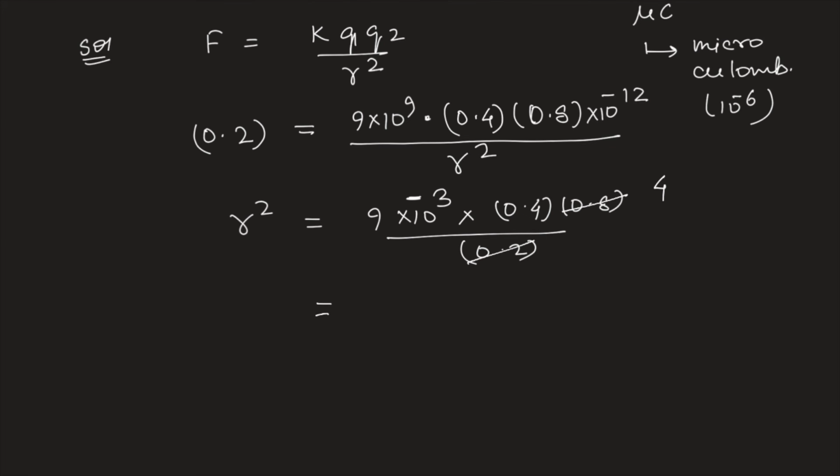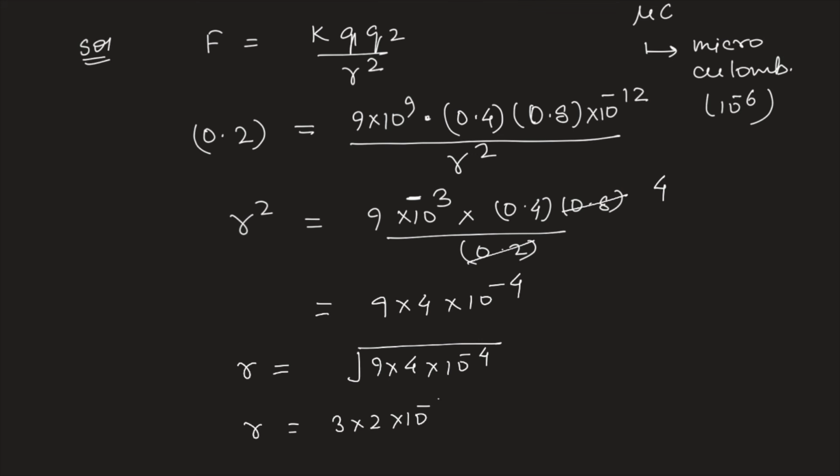We can divide this and we can get a 4. 0.4 we can write 9 into 4 into 10 to the power of minus 4, and r becomes equals to root under of this entire quantity, 9 into 4 into 10 to the power of minus 4, and r becomes equals to 3 into 2 into 10 to the power of minus 2. So it's basically 6 into 10 to the power of minus 2 meters, or simply 6 centimeter is the distance between the charges. So I think that explains the simple level concept fairly.